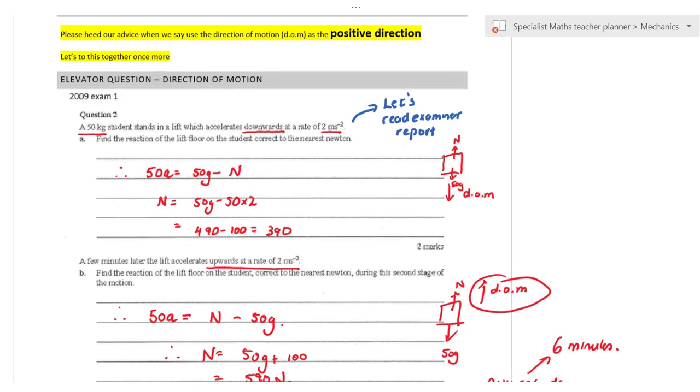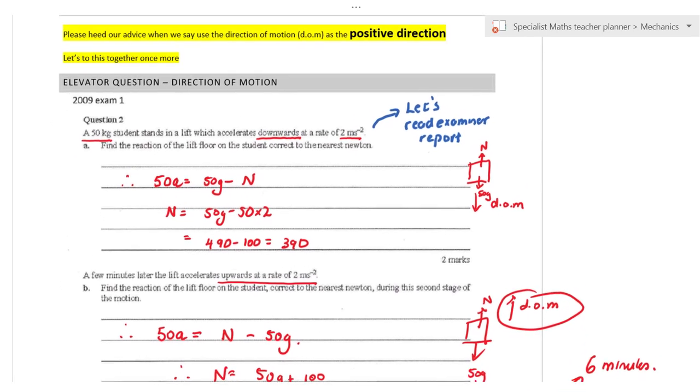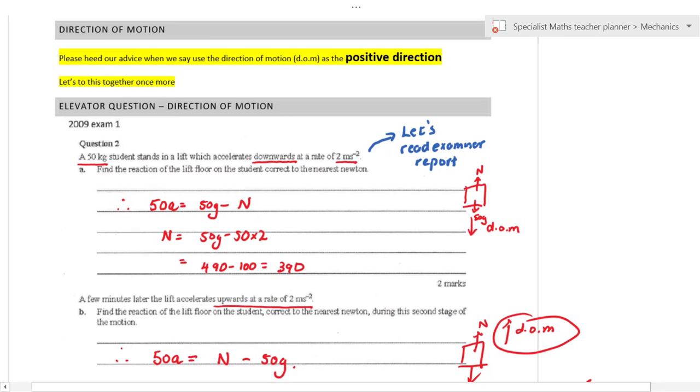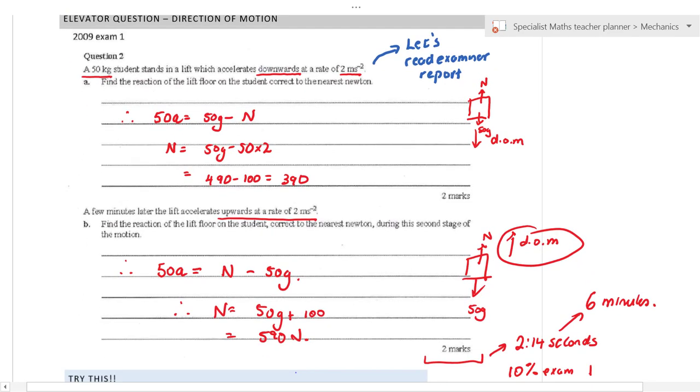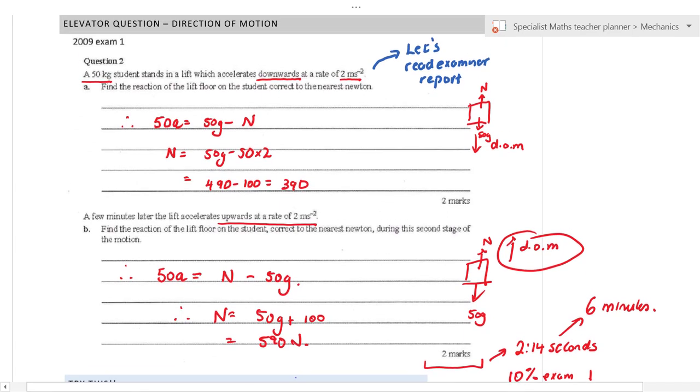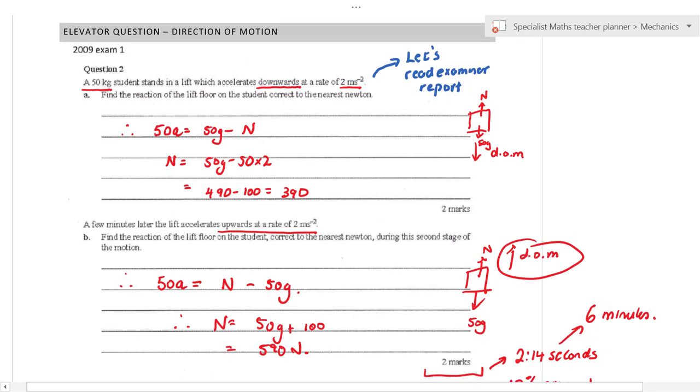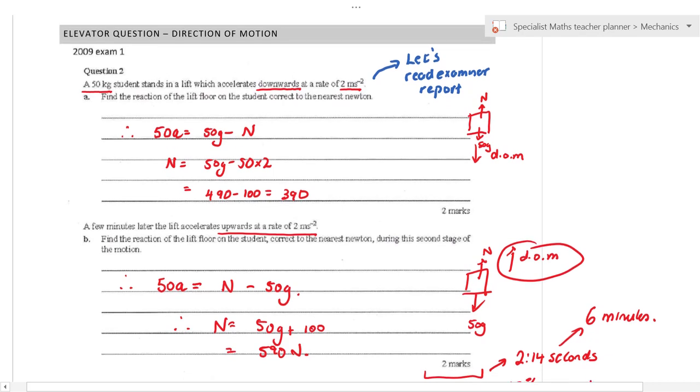Okay, now in this one here, please heed our advice. The positive direction is the direction of motion. Now, in this question here from 2009, a very simple sort of style question, but look at this. It's worth 2 plus 2, 4 marks. 10% of the exam is worth this, and if you get your signs wrong, you get 0 marks, quite simply.